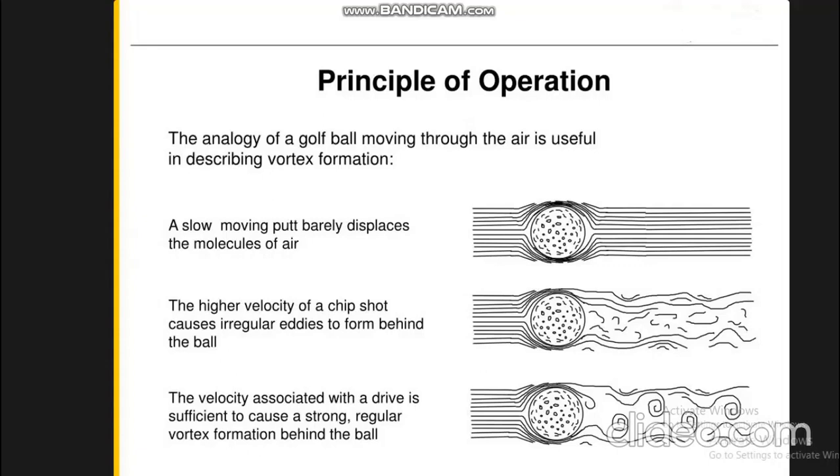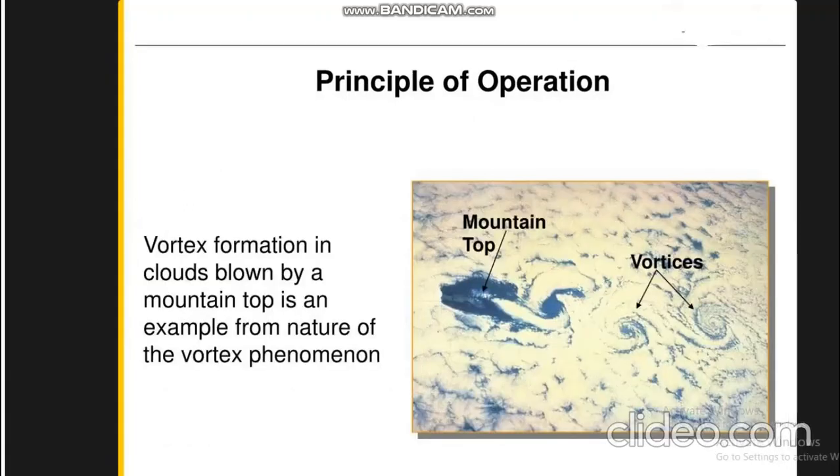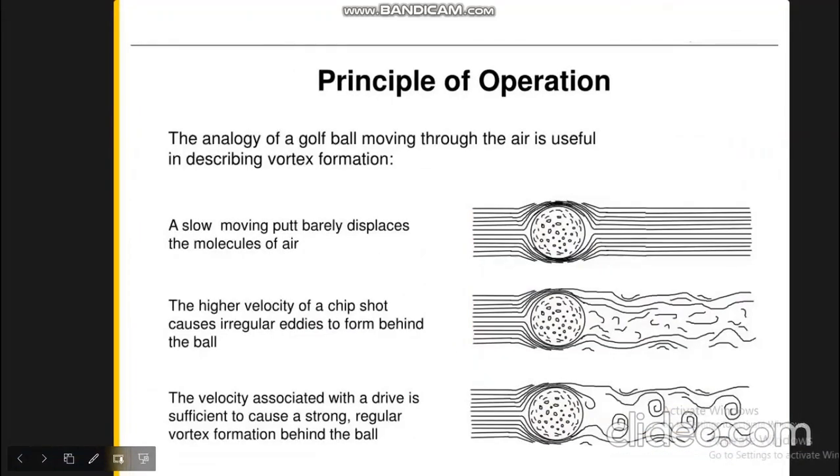When you hit the ball, it will go through the air like this if its velocity is low. When the velocity is slightly higher, it will go through the air. These are the air particles, with no disturbance in the air particles, but when you hit it hard, there is some disturbance which causes irregular eddies to form behind the ball. Now let us come to this third one. When you hit a ball with more velocity, it goes through the air, and now you can see these are the swirls, basically the eddies forming here, the eddies of the air.